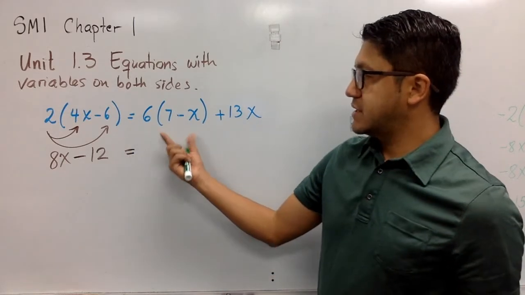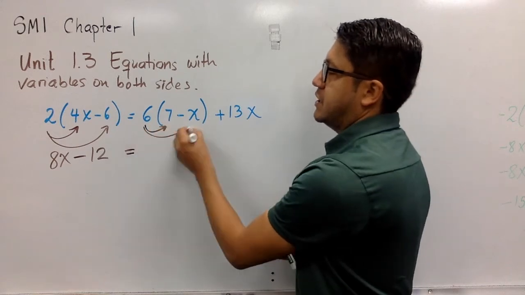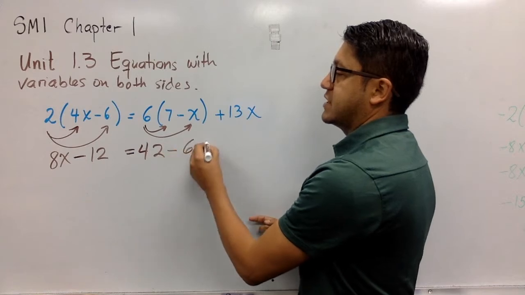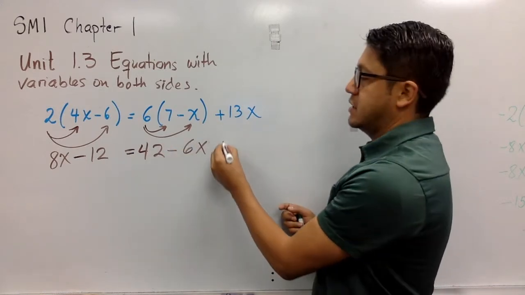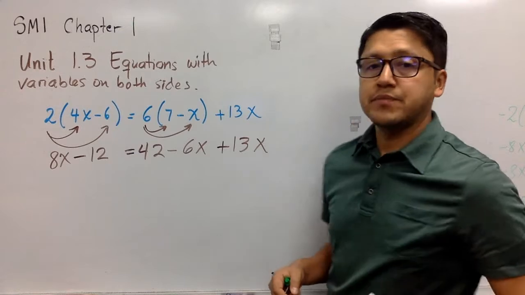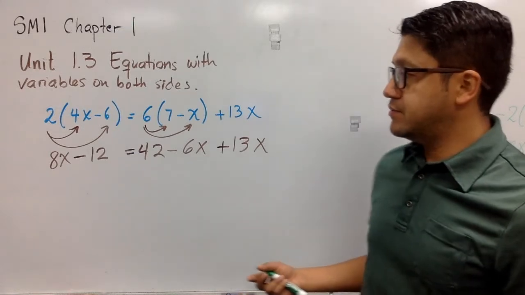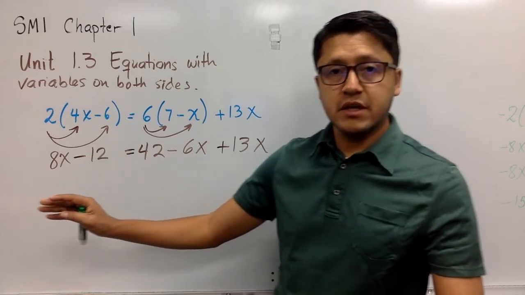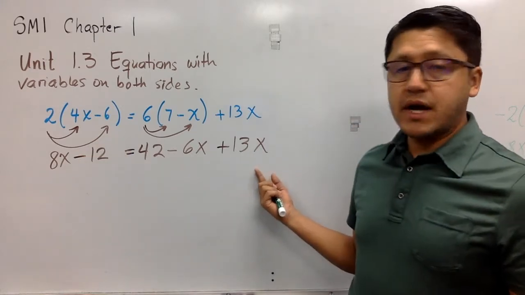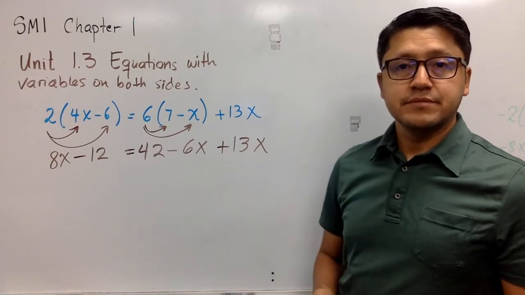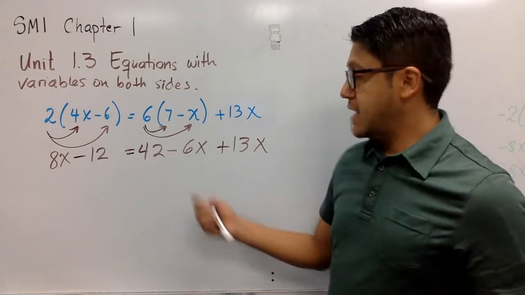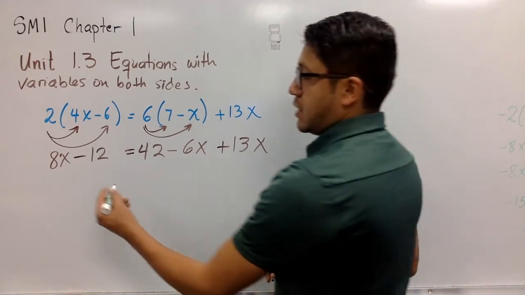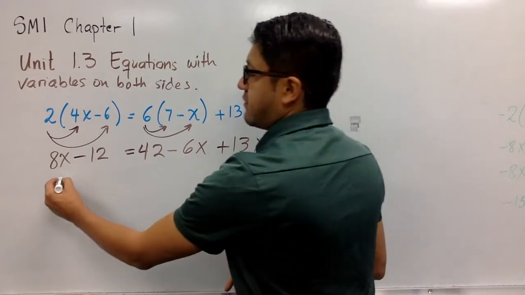Now, let's take a look at the right side. 6 is multiplied by each of these terms. So we have a 42 and we have a negative 6x. And we rewrite this 13x. All right? So we now have an expression on the left side that cannot be simplified any further. But on the right, we have like terms right here. So negative 6x plus 13x can be combined. We are just going to rewrite what we have on the left.